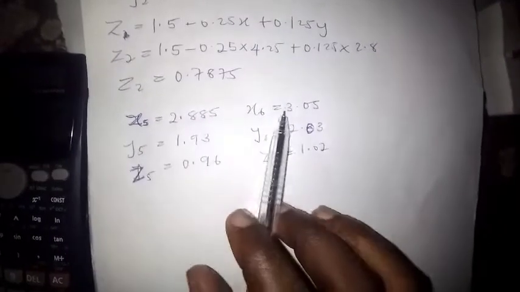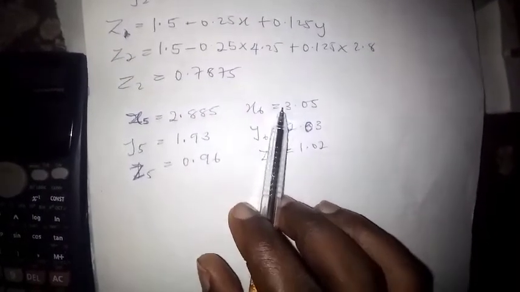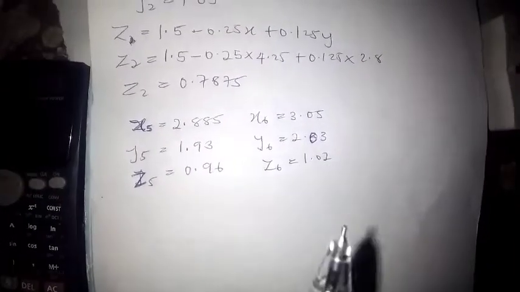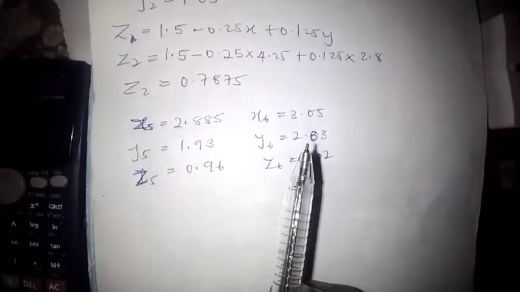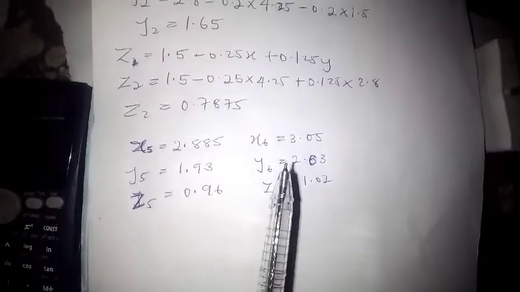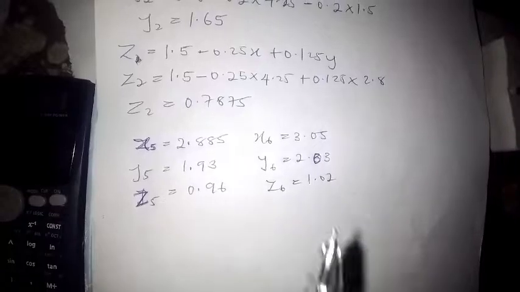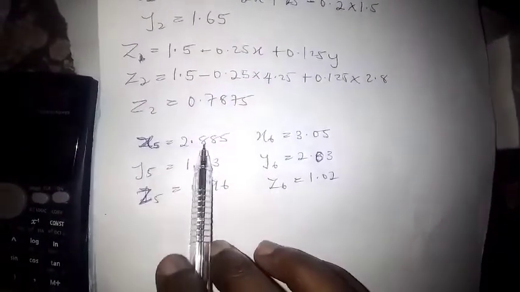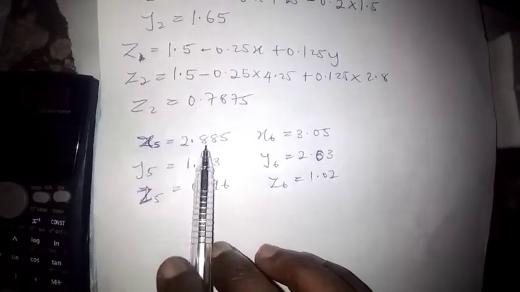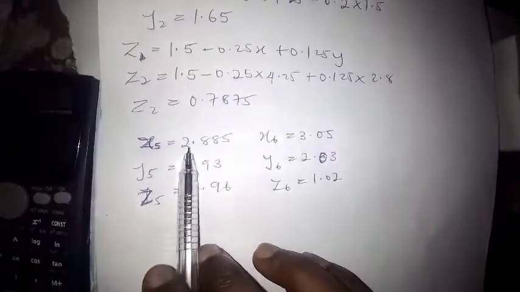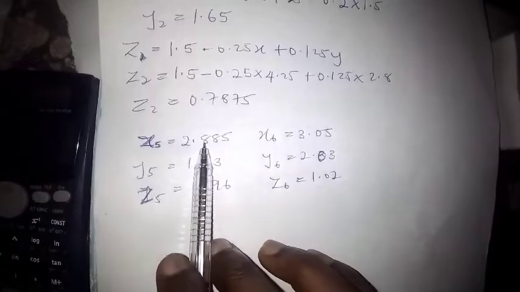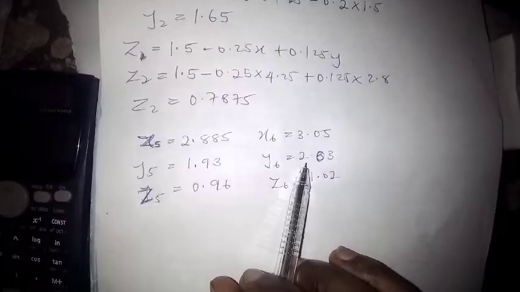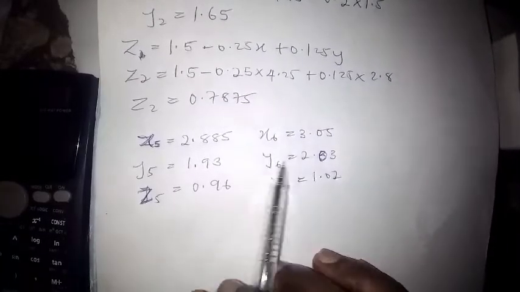So when you subtract your 3.05 minus, let me say, approximate to one decimal place. If you should approximate to a whole number, yes, let's approximate to a whole number. If you approximate this to a whole number, which is 3, and that of my x5, approximating this to a whole number is 3, therefore subtracting 3 from 3, you get 0.